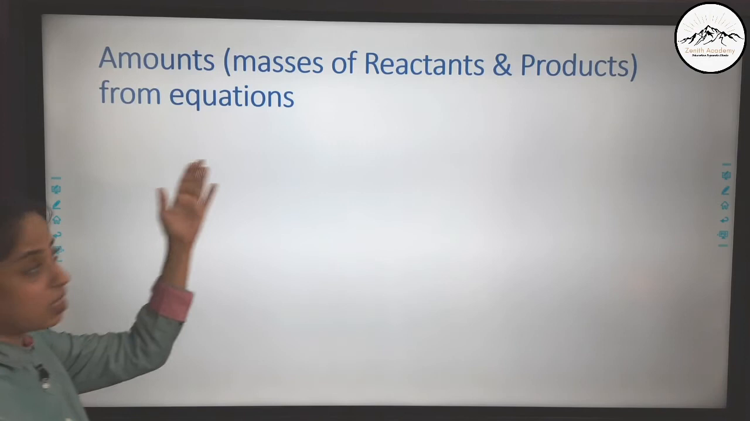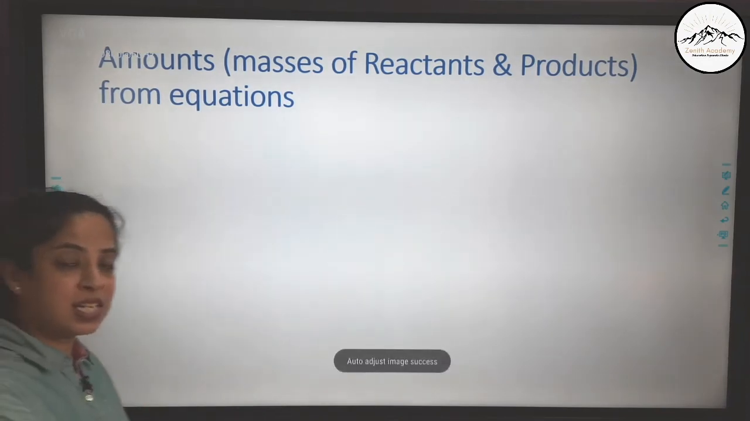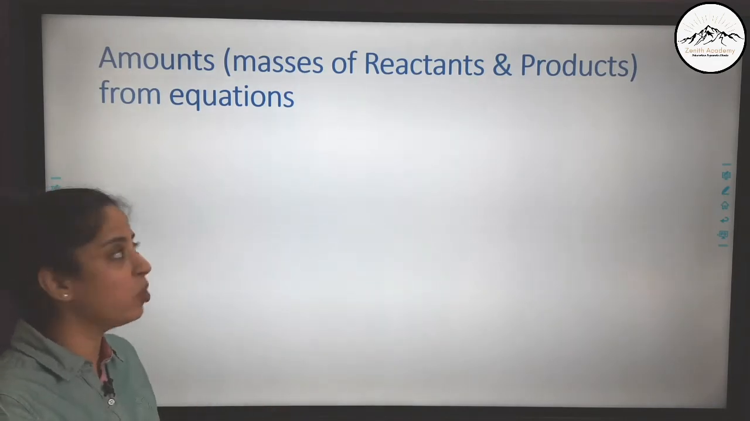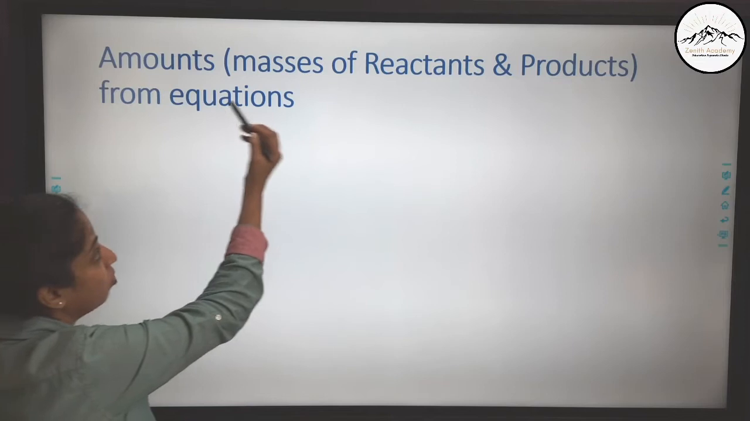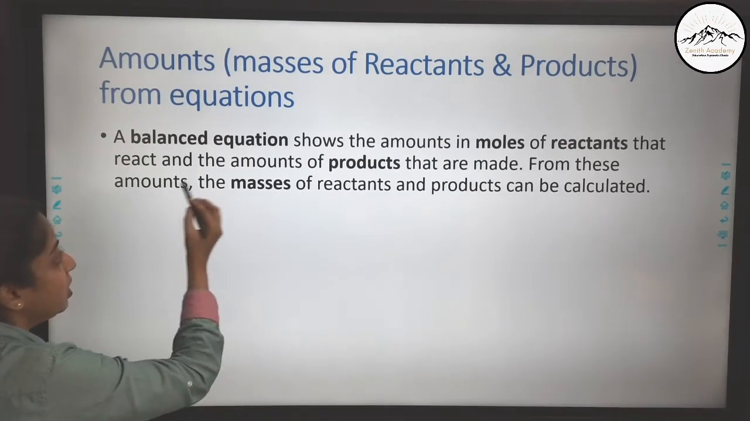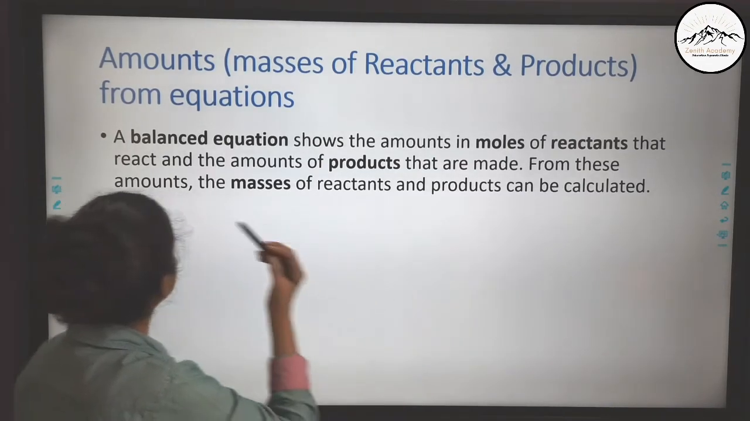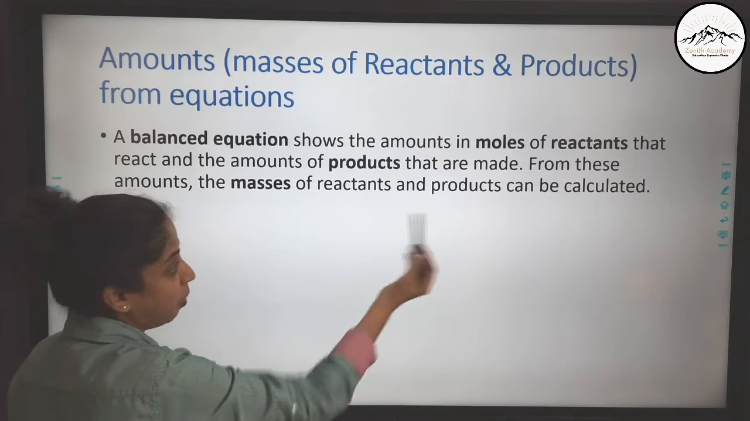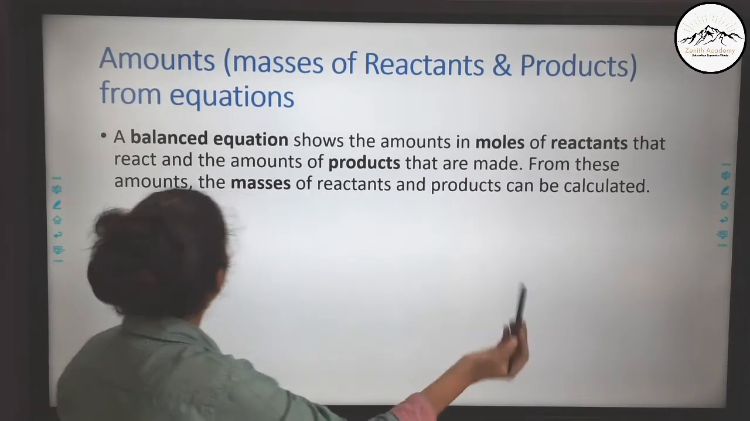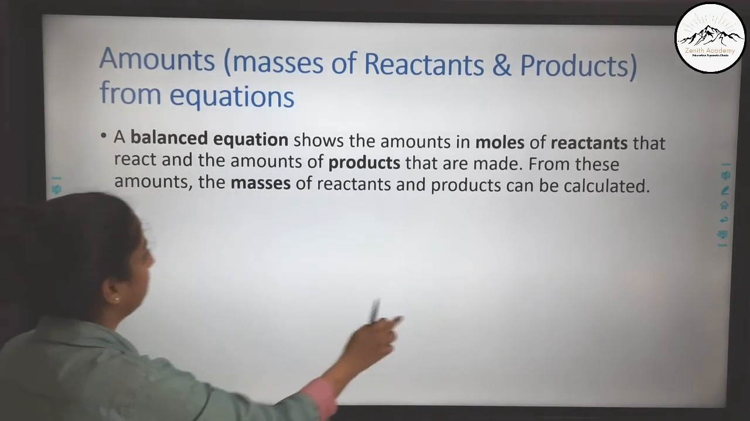Now amounts, that is mass of reactants and products from equation. So if we have a balanced reaction or a balanced chemical equation or a balanced symbol equation, from that we can find out the masses of reactants and products. Let's see. A balanced equation shows the amount in moles of reactants that react and the amount of products that are made. So in which terms it shows? In terms of moles. Now, from these amounts, the masses of reactants and products can be calculated.